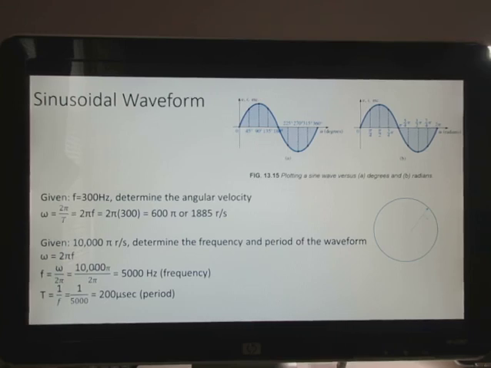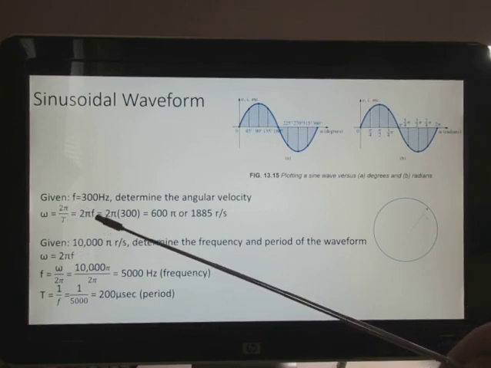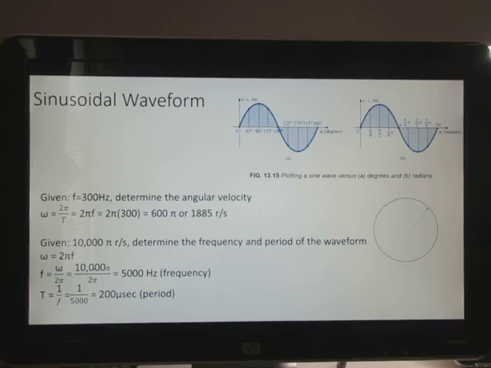And if you're given a frequency to determine the angular velocity, we can use 2 pi over the period or 2 pi f, the frequency, to determine that. So there's a couple examples there.